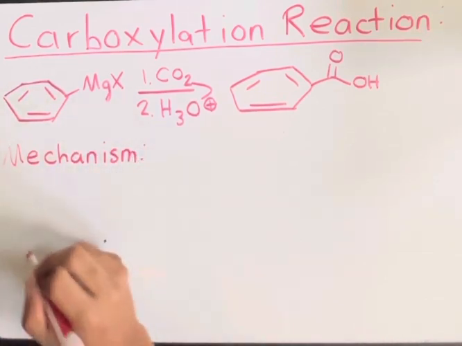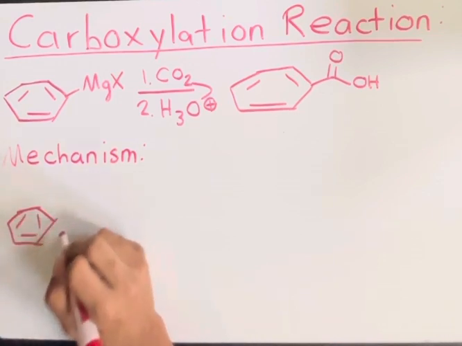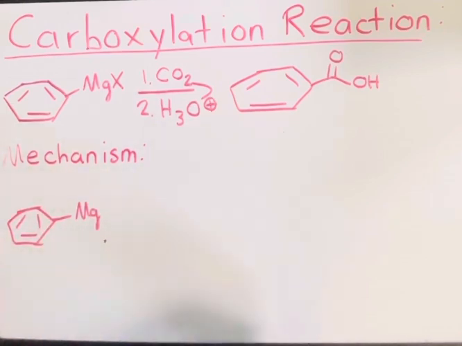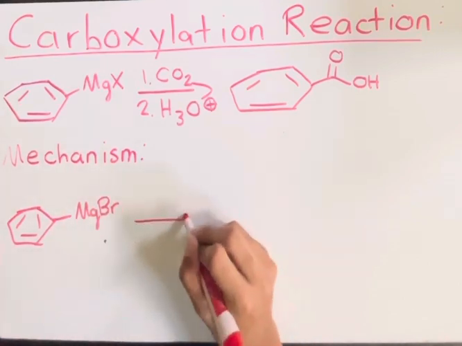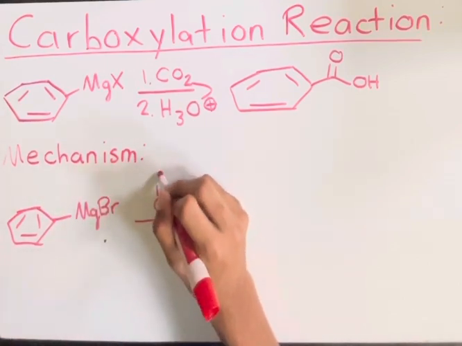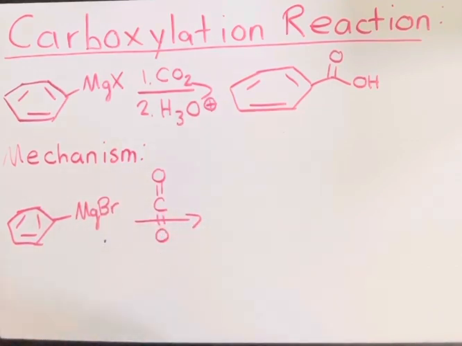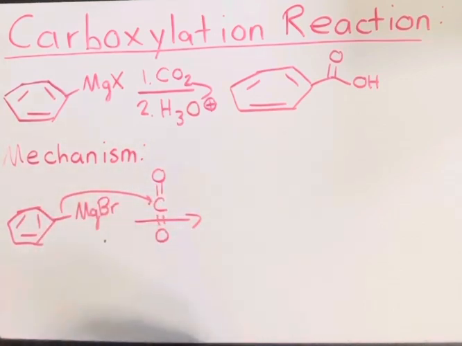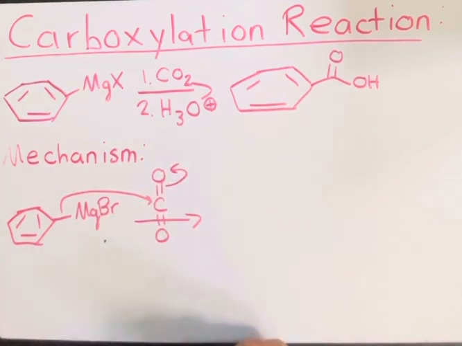So first, we can draw in our benzene ring, and then we'll draw in our Grignard. And like I mentioned, we can use bromine or chlorine. So in this example, we'll use bromine. And then we can also bring in our carbon dioxide right here. It has two oxygens that are double bonded to the carbon. And what we'll do is we will draw an arrow from the bond between the Grignard and the benzene ring to our carbon, and that'll force our double bond to move onto the oxygen and act as a lone pair.